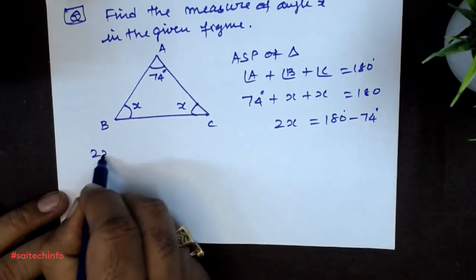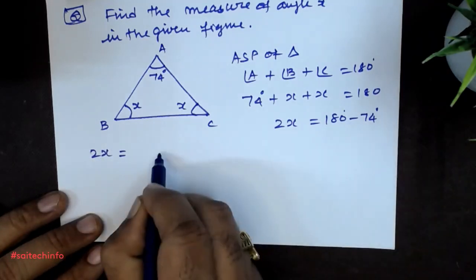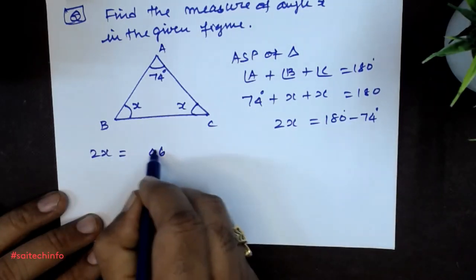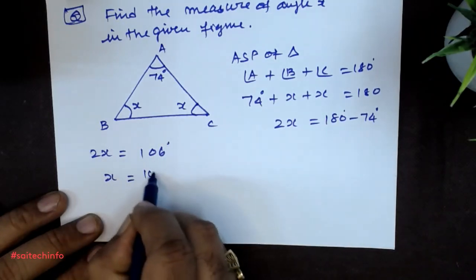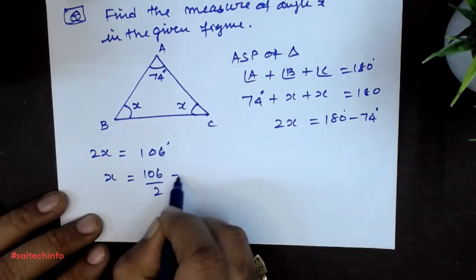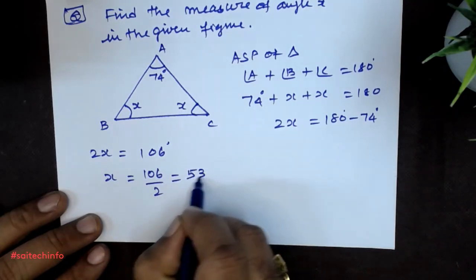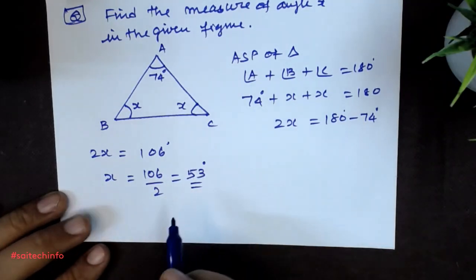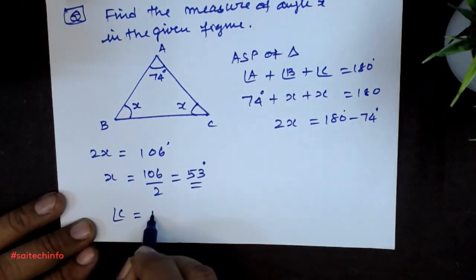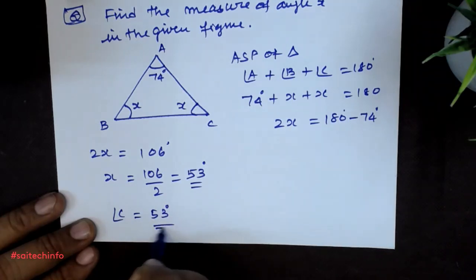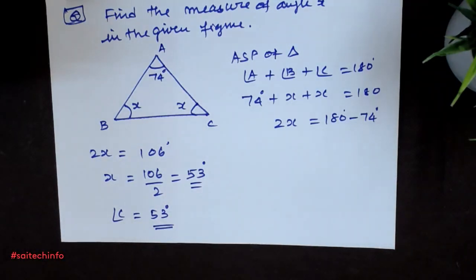So 2x is equal to 106. Therefore, x is equal to 106 divided by 2, that is 53 degrees. So angle x is equal to 53 degrees. That's all. Take down.